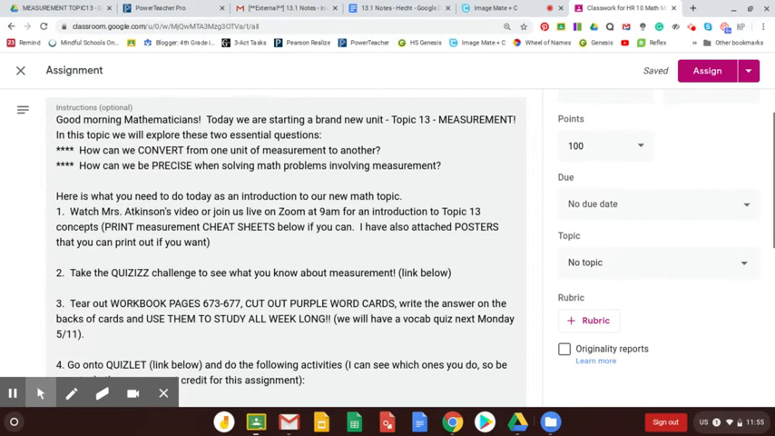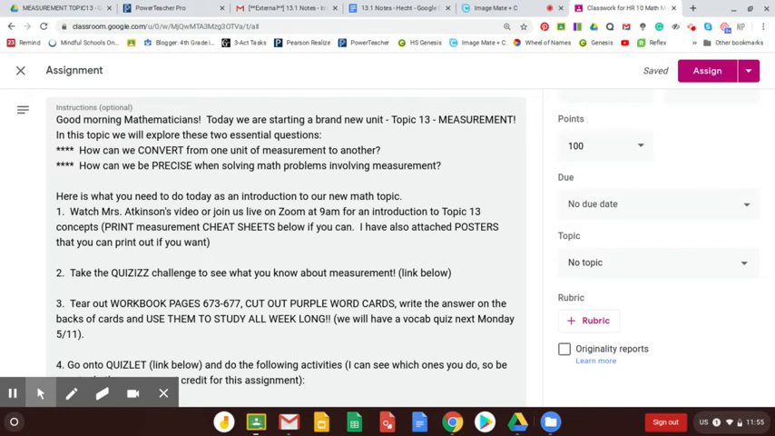So it says, Good morning, mathematicians. Today we are starting a brand new unit. It's topic 13, and it's all about measurement. We're going to be exploring two essential questions. The first one is, how can we convert from one unit of measure to another? And then we're also going to be exploring how we can be precise when solving math problems involving measurement.